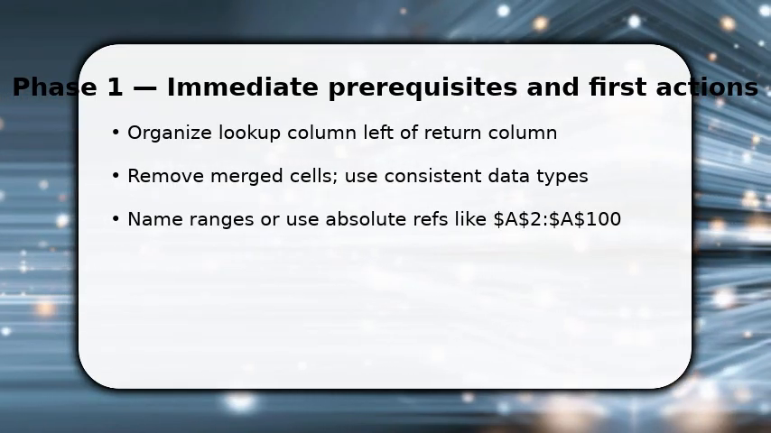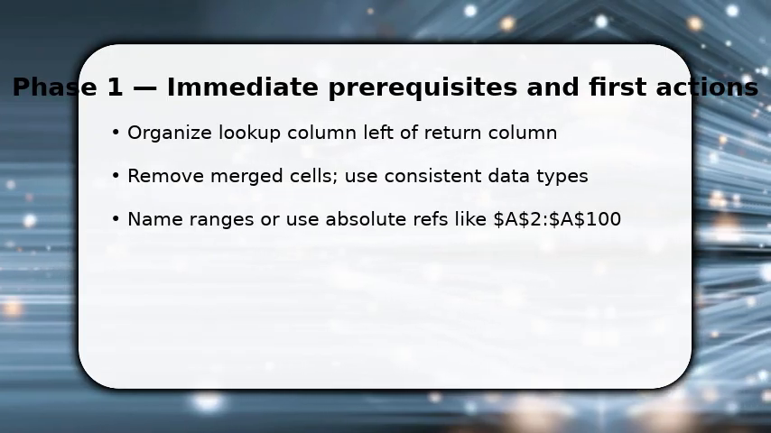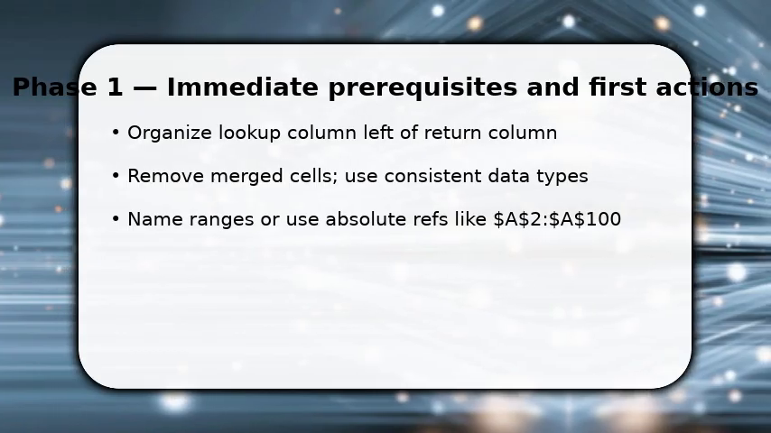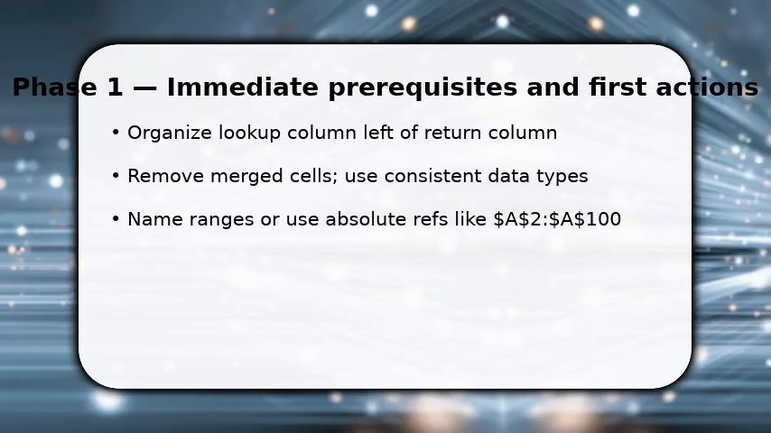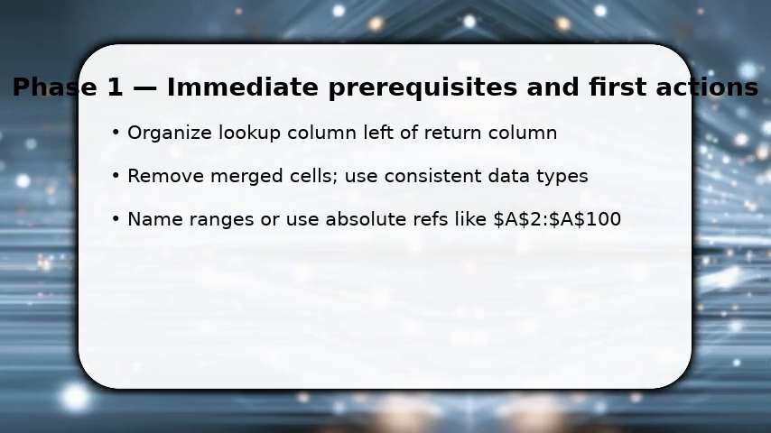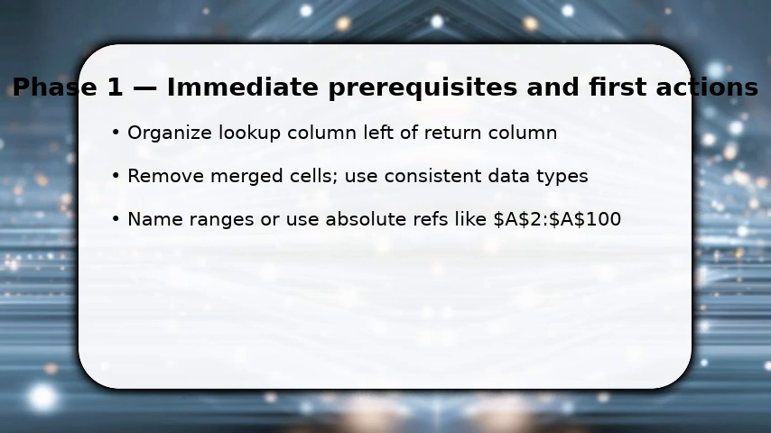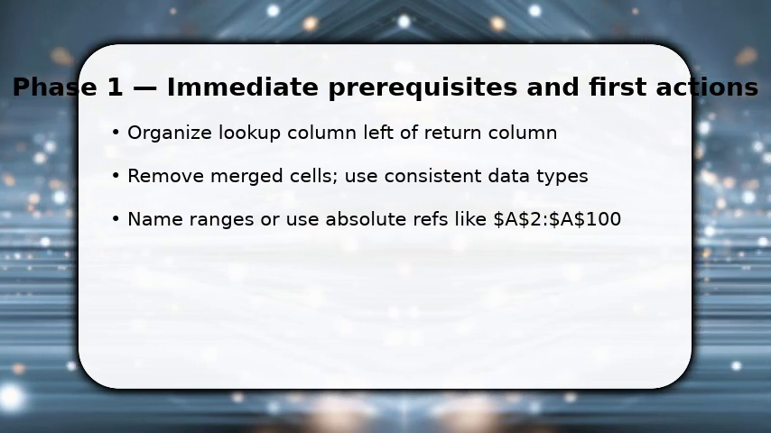Use named ranges or absolute references to avoid shifting. Once done, type equals INDEX and point to the return range. Pause. Do not include headers in ranges. This prevents off-by-one errors and makes the formula robust when you copy it across rows.